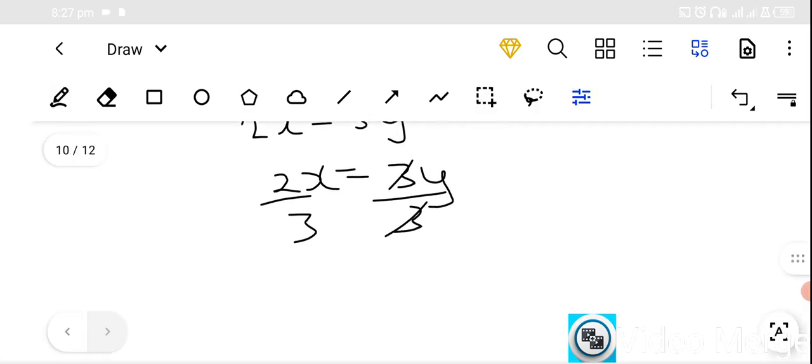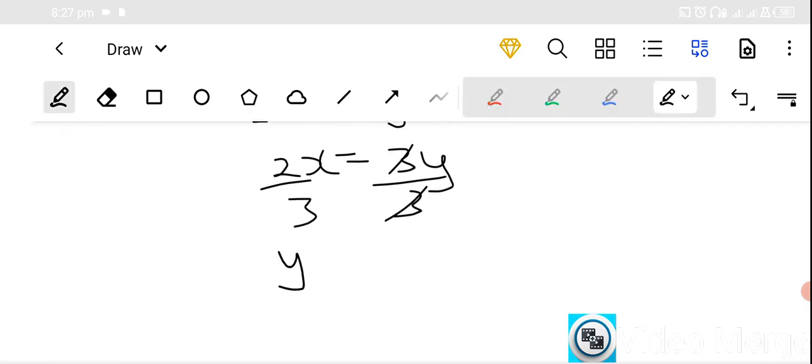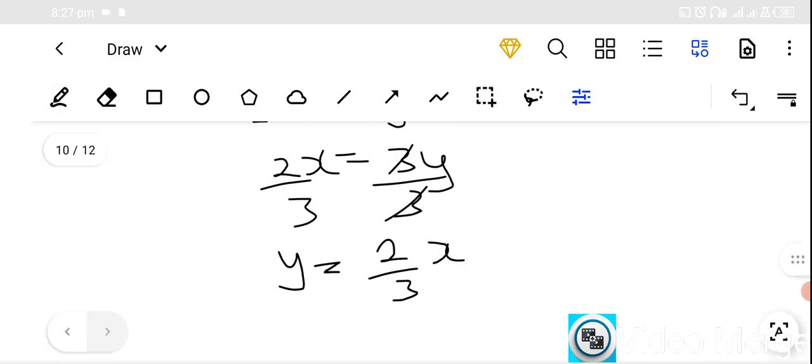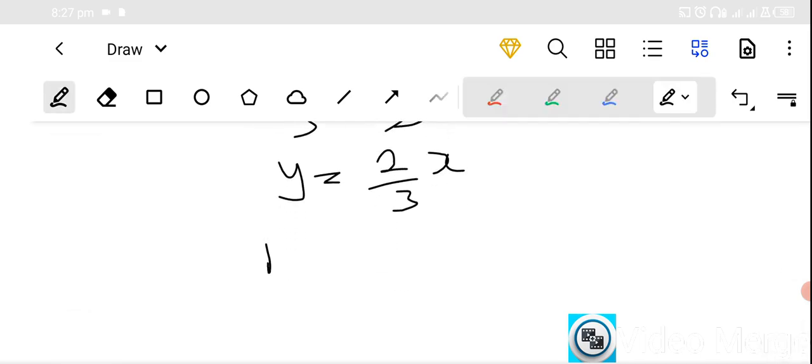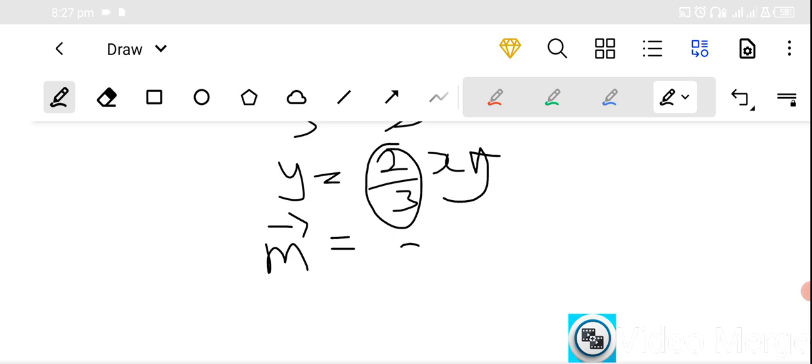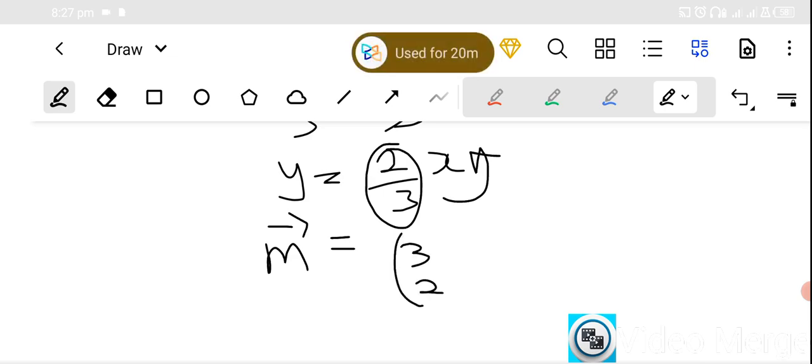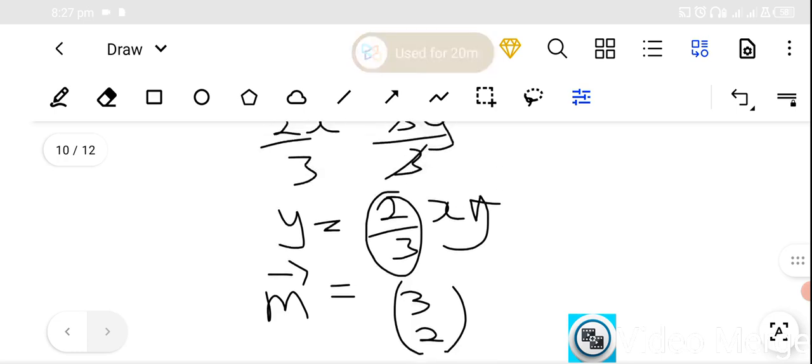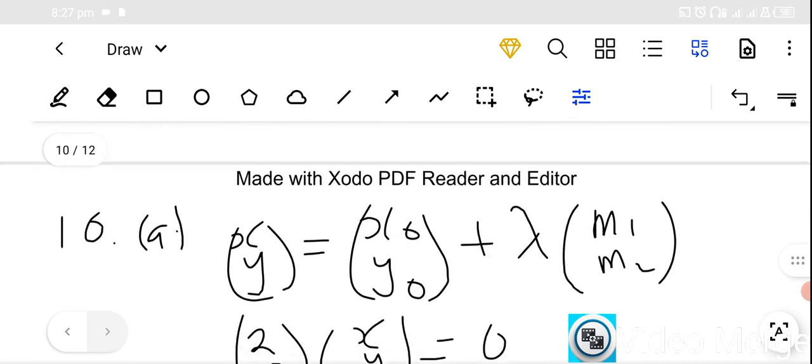And then you say y is equal to 2 over 3x. Therefore, the direction vector m would be equal to the reciprocal of this. So just the number itself there. So it would be a 3, 2 without writing that division sign, because we are talking about a column vector. So direction vector is actually a 3, 2.